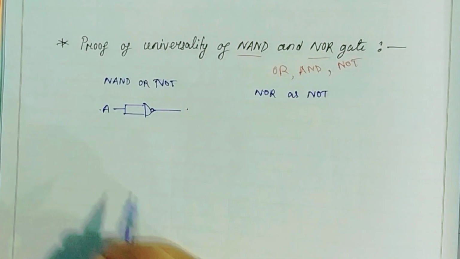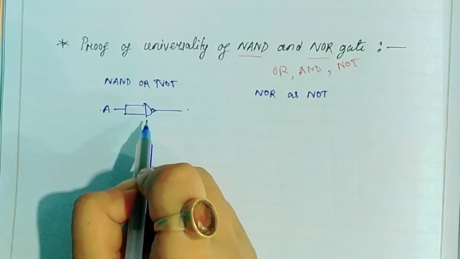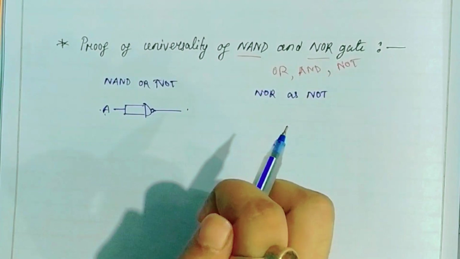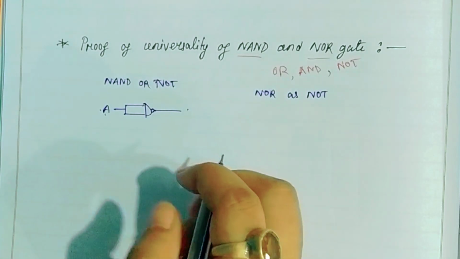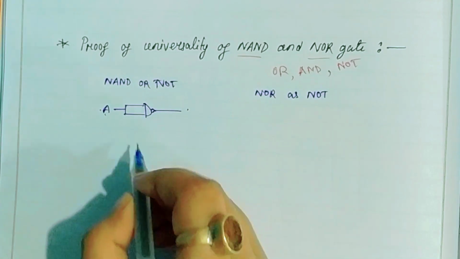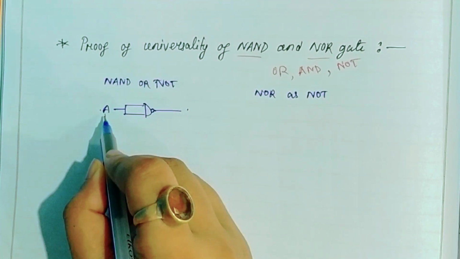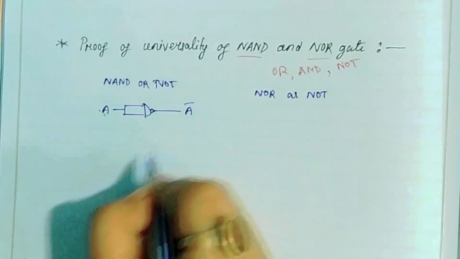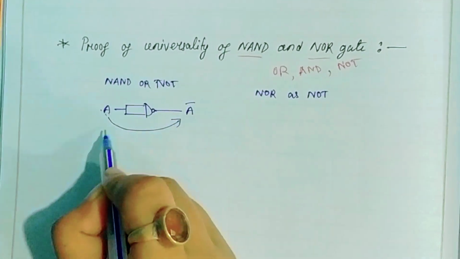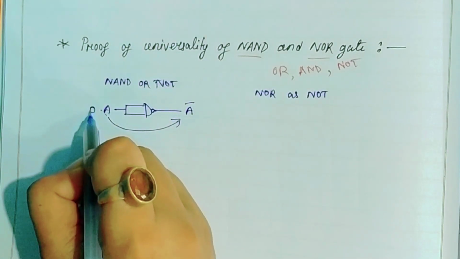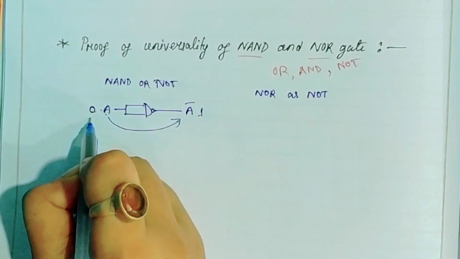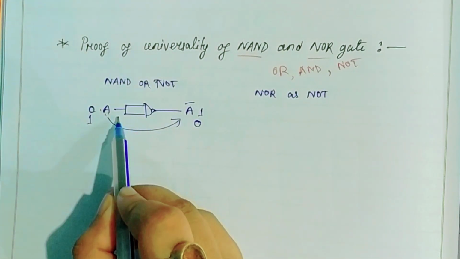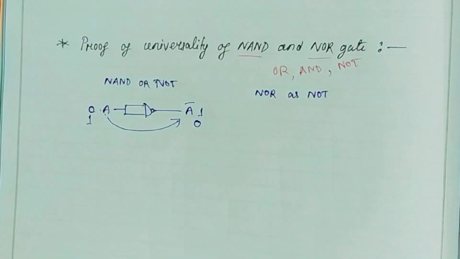Here I have drawn a simple NAND gate with one single input A, and we all know that NAND gate is the inverted version of AND gate, which is the combination of NOT gate and AND gate. So it will be inverted here, and we give an input of A and we will get an output of A bar, which is the inverted version of A. If you give input 0, you will get 1. If you give input 1, you will get 0, like the NOT gate. So this is the basic construction of NAND gate as NOT gate.